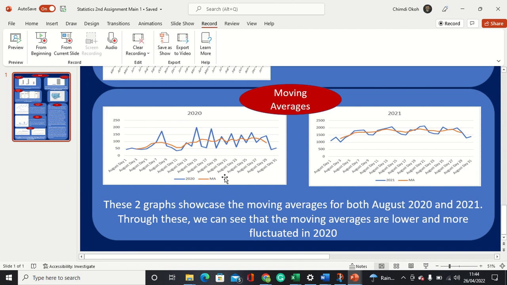These two graphs showcase the moving averages for both August 2020 and 2021. Through these, we can see the moving averages are a lot lower and fluctuate more in 2020, as they go up and down more than in 2021. In 2021, they still go up and down in their own respect, but nowhere near as much as in 2020. The orange line represents the moving averages.